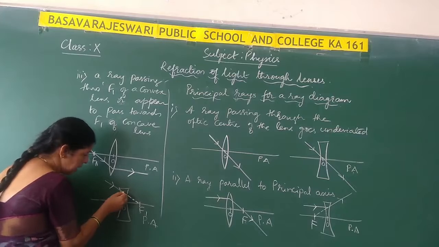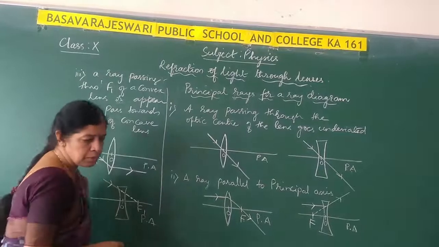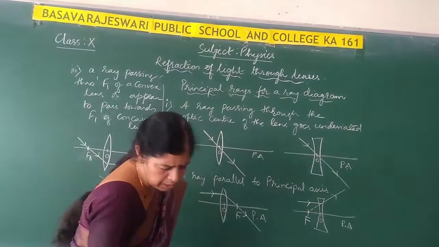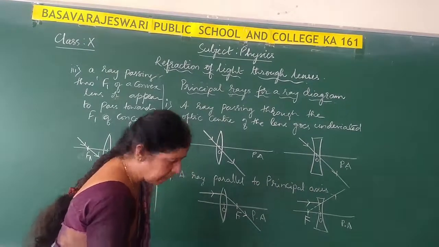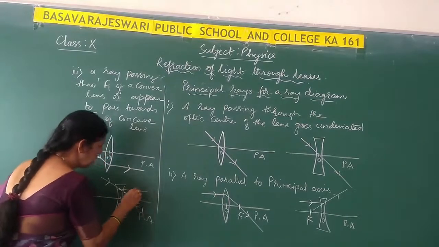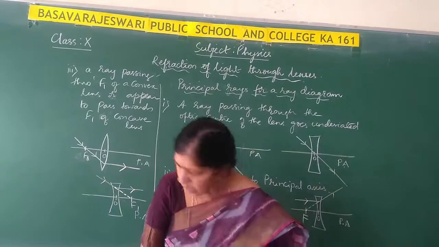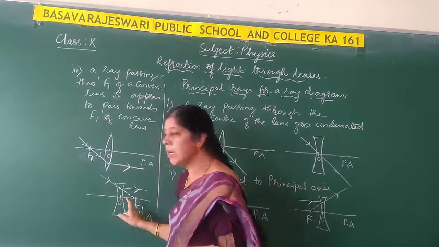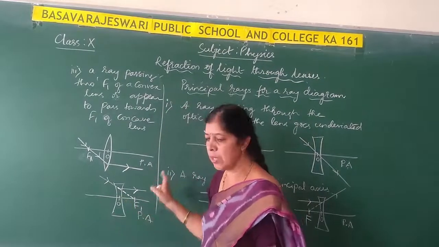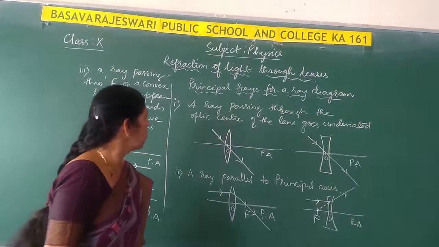The ray is incident here. After this refraction, how should it run? It should run parallel to the principal axis of the lens. So this is the third important ray which you have to remember. Please copy the ray diagrams.